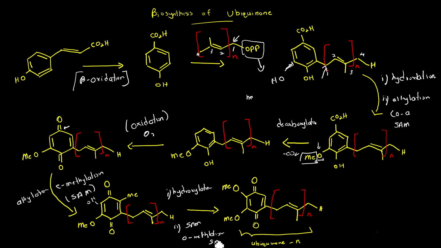So basically we are using SAM. SAM is the coenzyme which drives this reaction. So yeah, I have made a mistake here. There should be a methyl group. Now we have this particular molecule which is ubiquinone N. We call this N because of this N group, right? So this is our molecule. This is our target molecule.